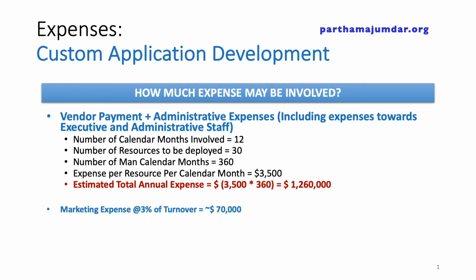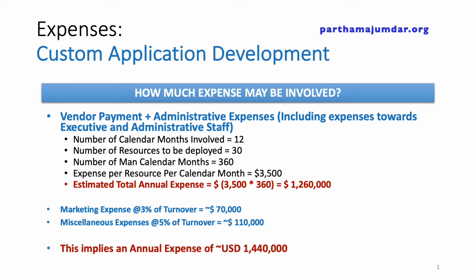On top of this, we added that we would budget for a marketing expense of around 3% of the turnover. This worked out to around $70,000. And then we said that we would require some miscellaneous expenses. So we budgeted at the rate of 5% of the turnover as our miscellaneous expenses, and it worked out to $110,000. So our total expense, what we were anticipating during the calendar year, was around $1.44 million.